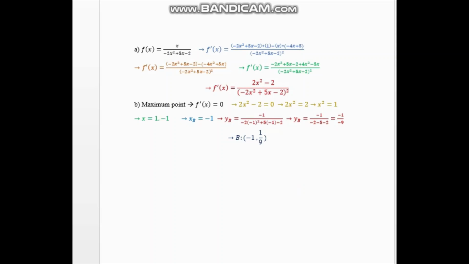So in order to find the y coordinate of B, I have to plug the x into the original function, f of x. So I'm going to plug negative 1 into the black function at the top, getting this red expression right there. I simplify it a little bit until I reach the y coordinate, which is negative 1 over negative 9, which also of course equals 1 over 9. Hence the coordinates of B are negative 1 and 1 over 9.